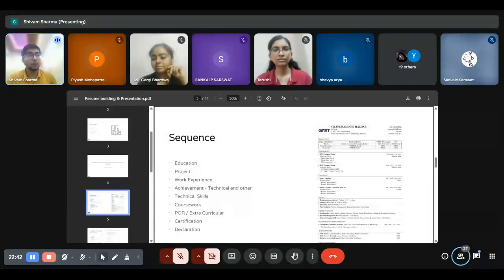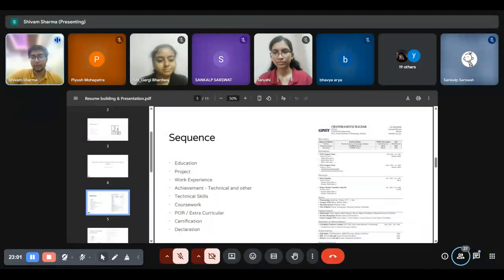Generally, this is also one of the sections that is noted down in HR interviews. If you are good in some debate competition you have won, or you have a good rating or good numbers in sports, you can mention all of these things in the POR and extracurricular section.